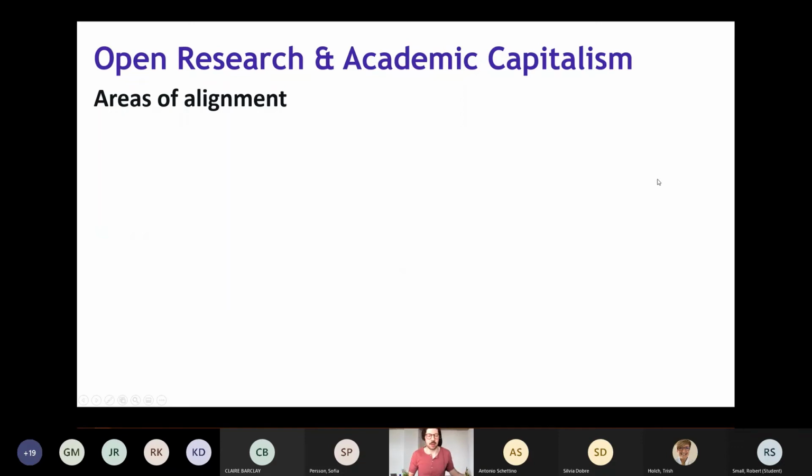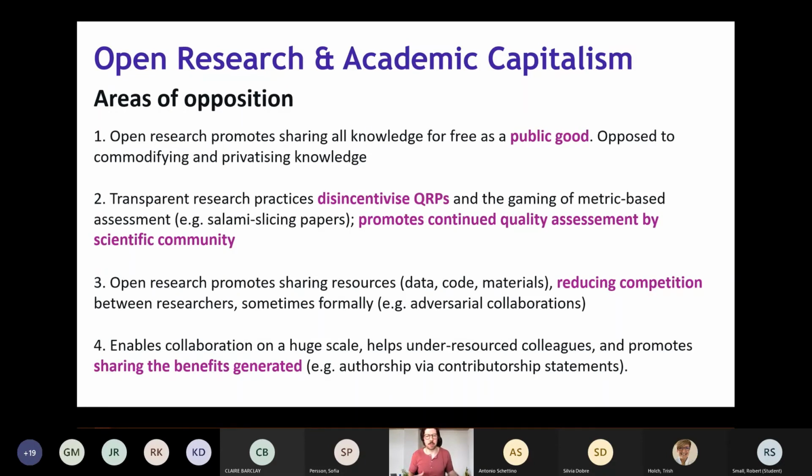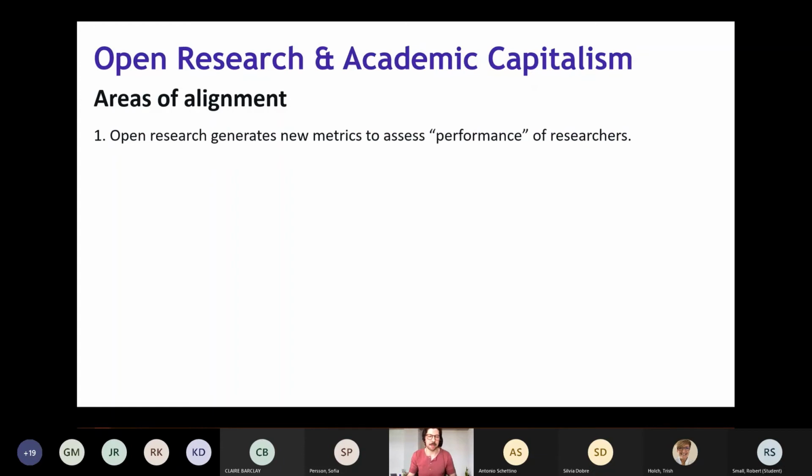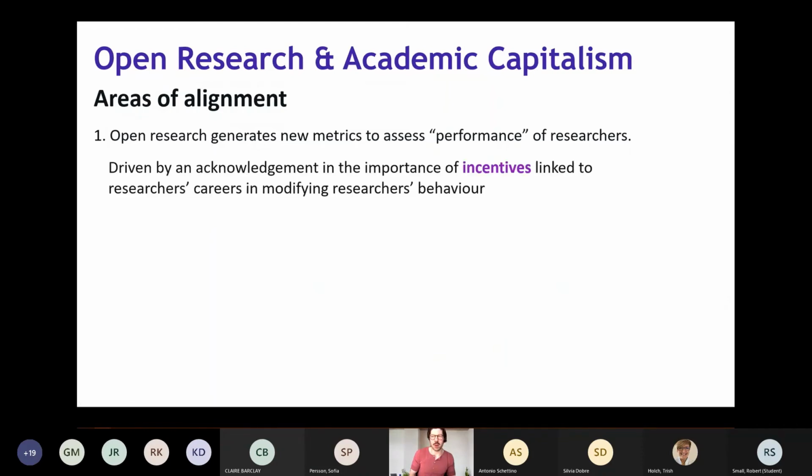So on the face of it, open research seems pretty opposed to academic capitalism, and perhaps a lot of the solutions to some of the things that we might not like about it. But I'm quite interested as well in the areas where it might align. The first one of these is that open research is going to inevitably generate new metrics to assess the performance of researchers.